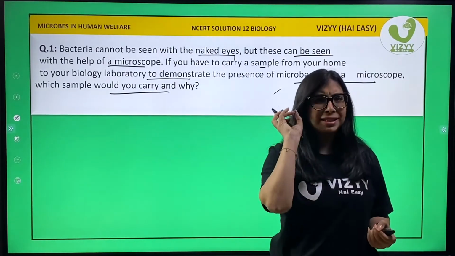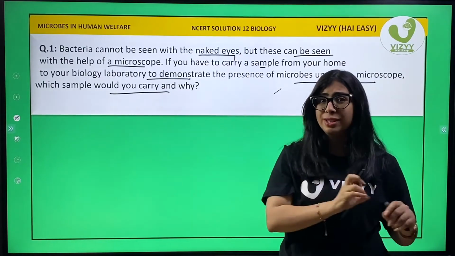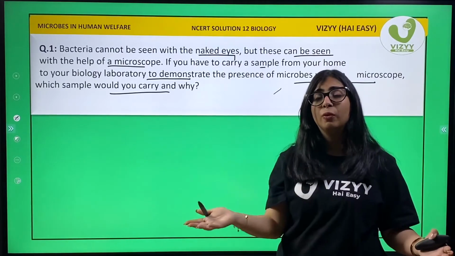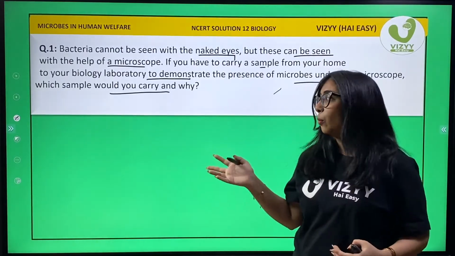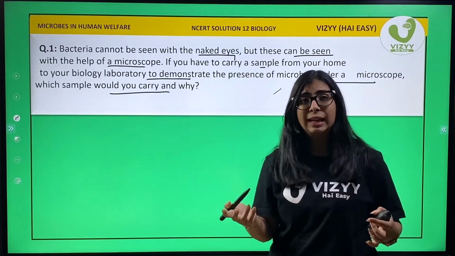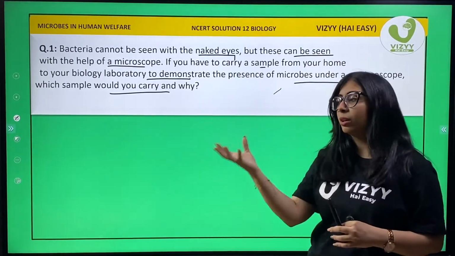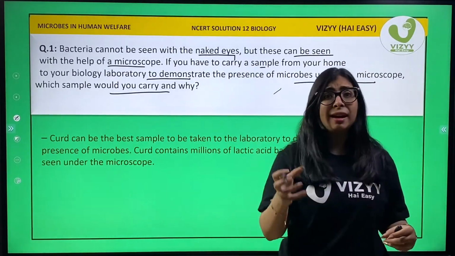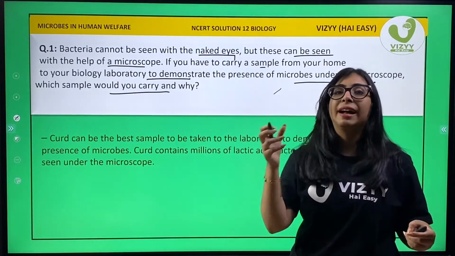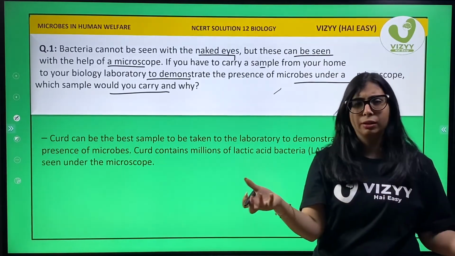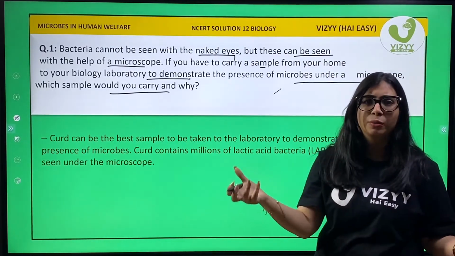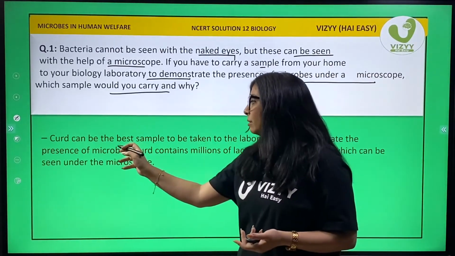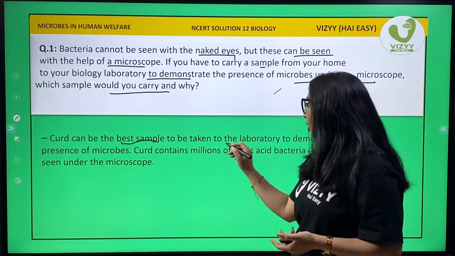So microbes are tiny little particles which are present all around us, but we cannot see them. We can see them with the help of what? Microscope. Now, the example over here we'll take is of curd. Curd has this microbe known as Lactobacillus, and they are in abundant amount. And curd is a staple diet of India. Every house will have some amount of curd. So, curd can be the best example to be taken to the laboratory.